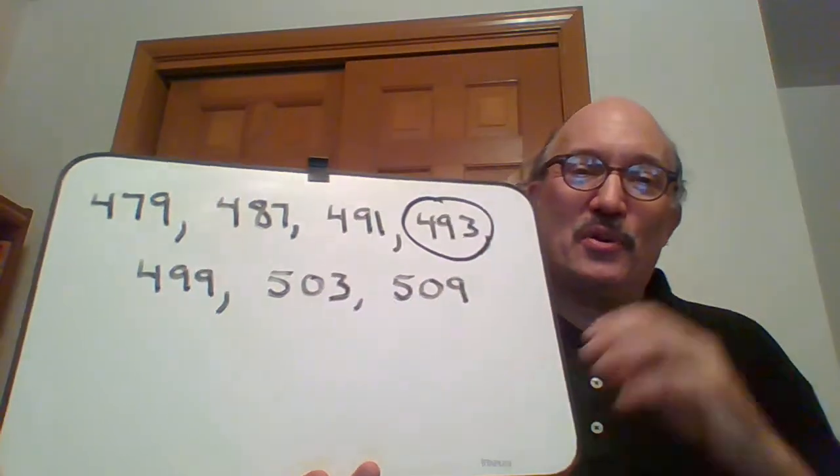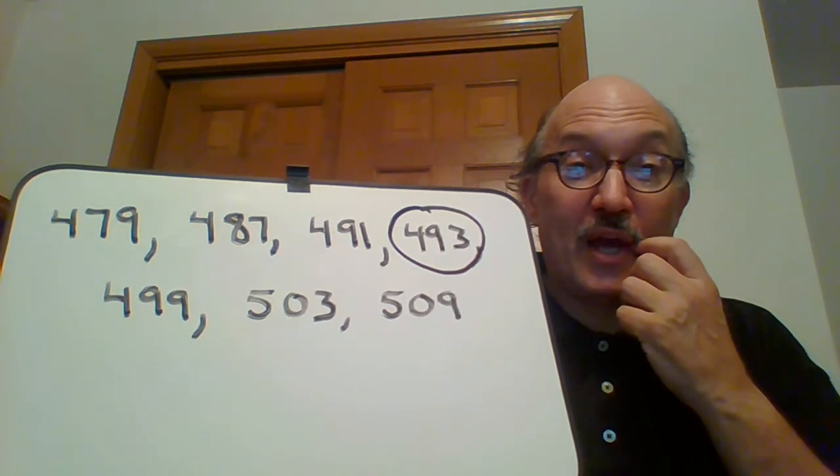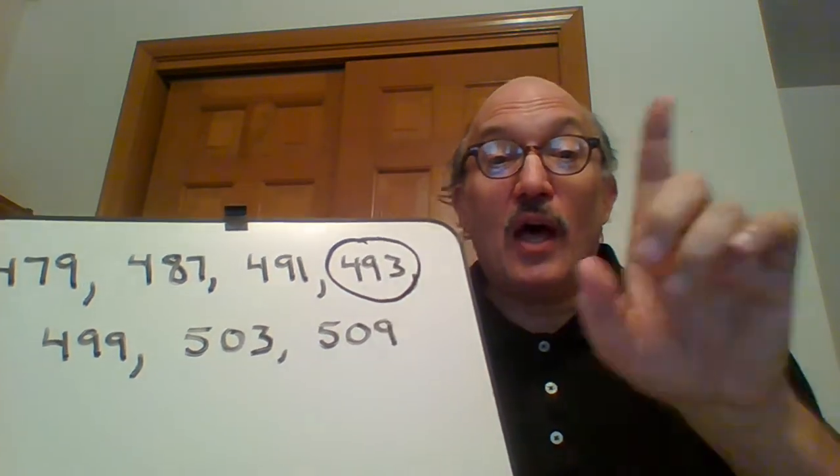Here comes the answer. I know students always like to see the answer. This is the number that's not prime, 493. Why is it not prime? Because I paused the video a moment ago and I did this on a calculator. Yes, I use calculators. They're a wonderful tool.